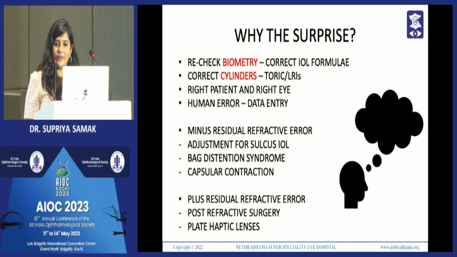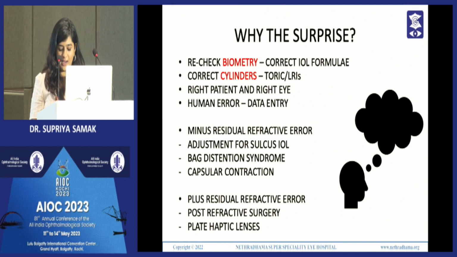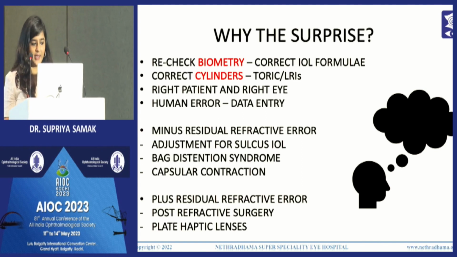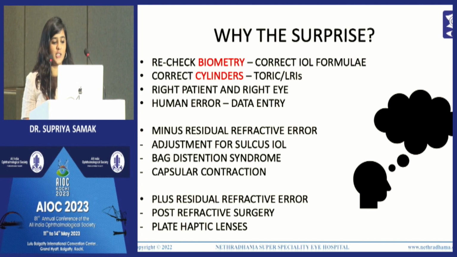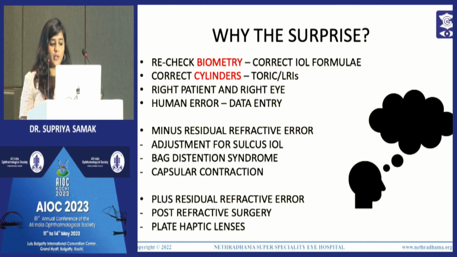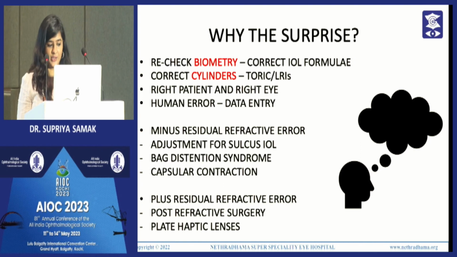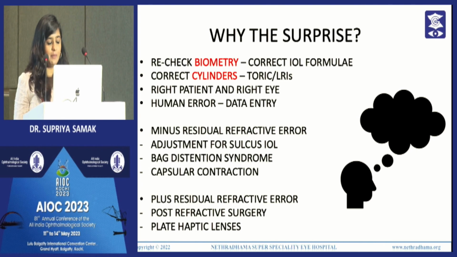So when we have a residual refractive error after cataract surgery, we must think why the surprise. First of all, we must recheck the biometry and make sure that we've used the correct IOL formulae, which was beautifully detailed by Dr. Shreyas. The second thing we must do is correct the cylinders properly with either toric lenses or limbal relaxing incisions. We must make sure that the procedure was done for the right patient in the right eye, and avoid human errors and data entry errors.